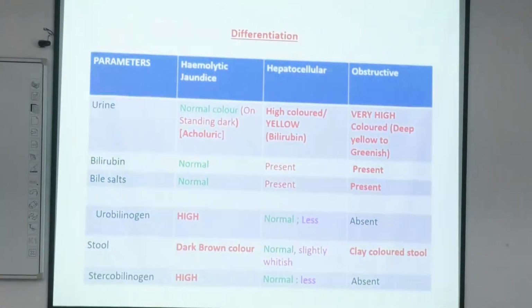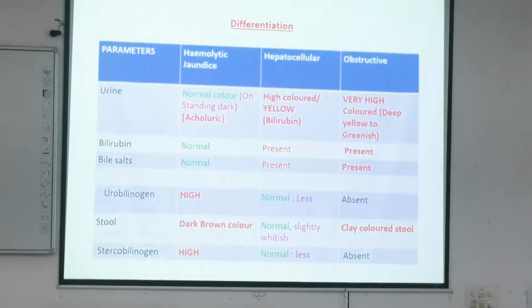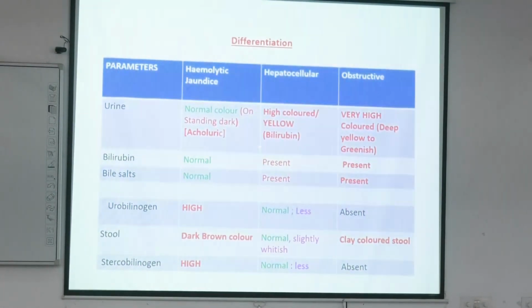So, if you look at the urine, in hemolytic jaundice, this part you remember, the urine will appear normal in color, but if you allow it to stand, because of the excessive hemolysis, excessive urobilinogen will be present in the intestine, and that excess urobilinogen will be absorbed and excreted through the kidney. So excess urobilinogen will be there, and on standing, it will be converted into urobilin, and that will cause darkening of the urine.